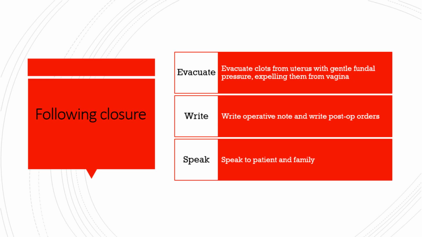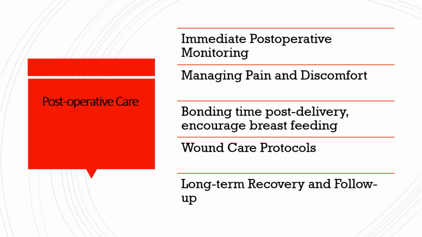After closing the uterus during a cesarean section, it is essential to evacuate any clots using gentle fundal pressure. Document all relevant details in an operative note along with post-operative orders, and communicate effectively with the patient and their family about how the procedure went. While cesarean sections can prevent complications, they also carry risks such as infection, longer recovery time, and blood loss.